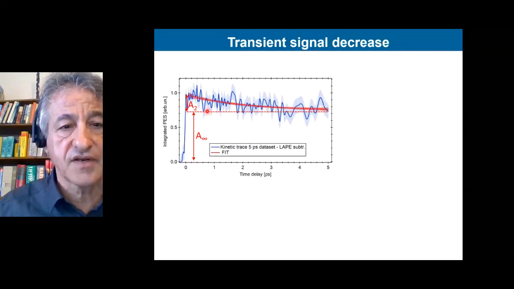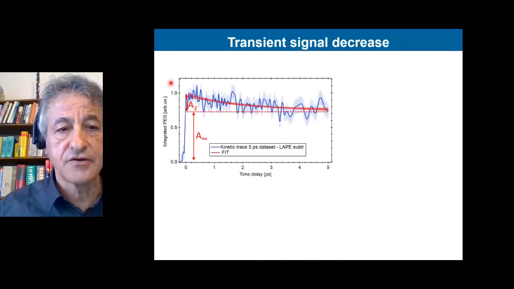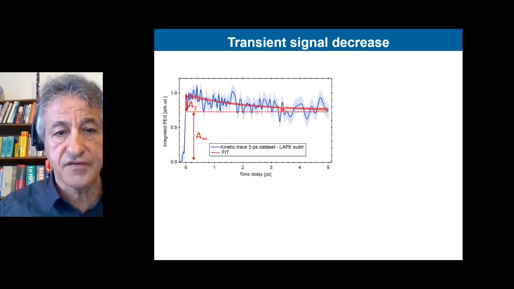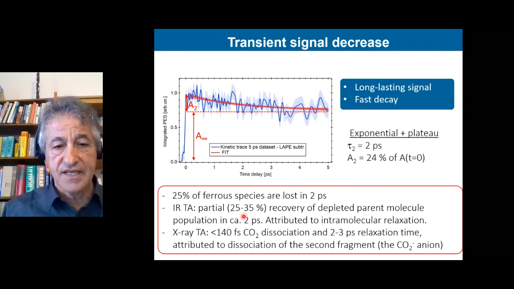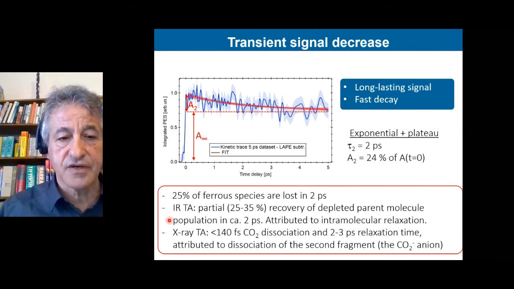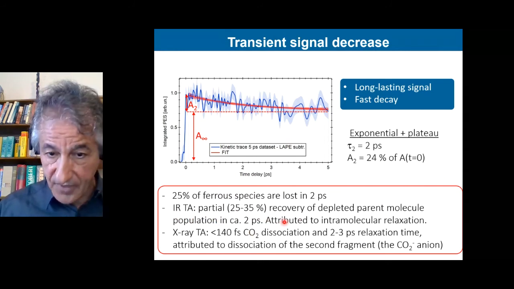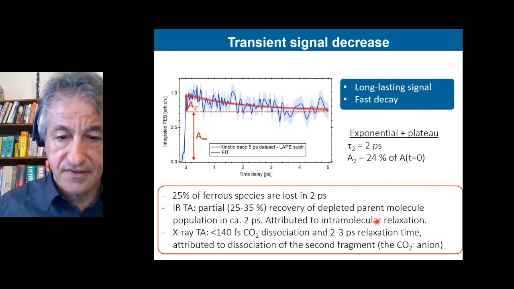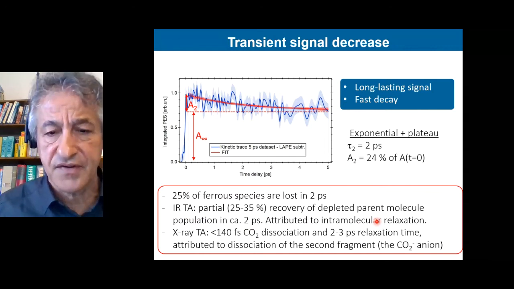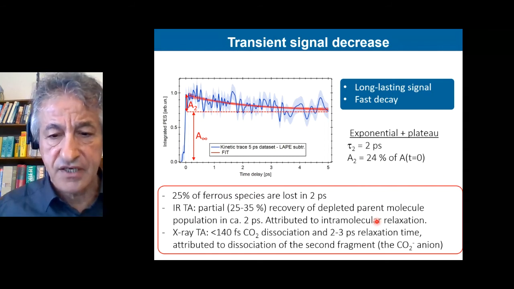If you subtract the laser-assisted contribution, this peak, you look at the curve, what you see is that there is a first decay in about 2 picoseconds of the signal, and then it stays dead flat. And this is about 25% decay. So this reminds us of the 25% to 35% that were reported by infrared transient absorption spectroscopy, and that was attributed, as I said, to intramolecular relaxation. But that's difficult to reconcile with the ultrafast photoreduction process.